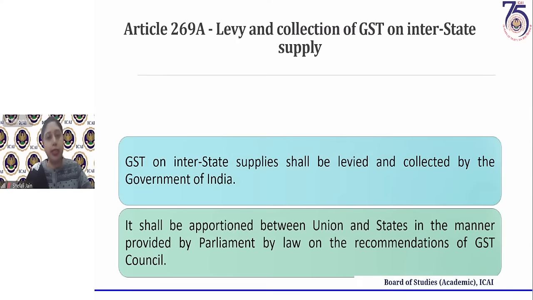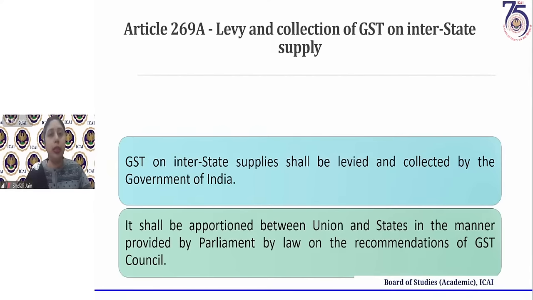GST on interstate supplies is IGST. We had done that. It shall be levied and collected by Government of India. After collection, it will be apportioned between union and states. It shall be apportioned between center and states in a manner which will be provided by parliament again. This apportionment will be decided by the parliament. They will recommend a manner how it has to be apportioned.